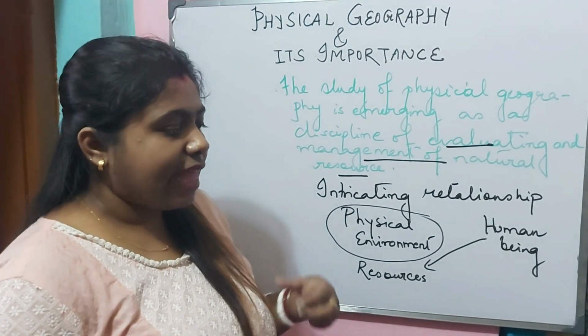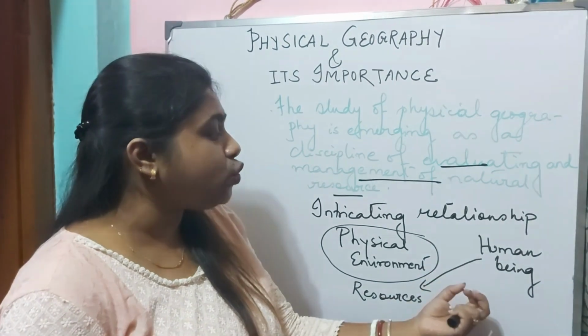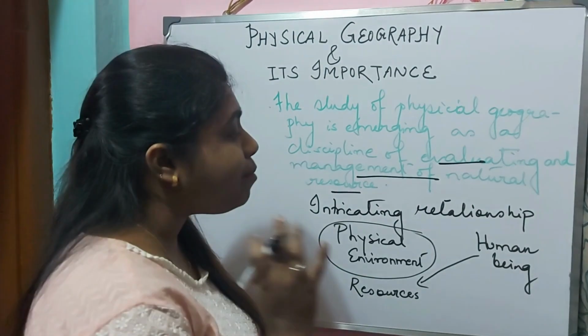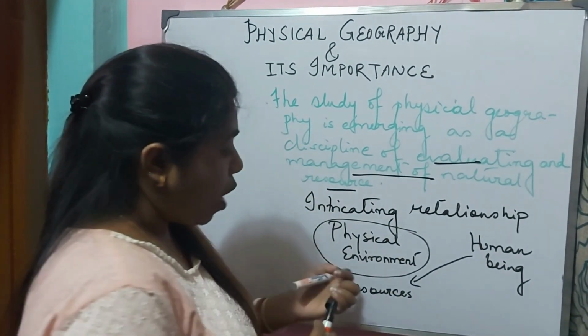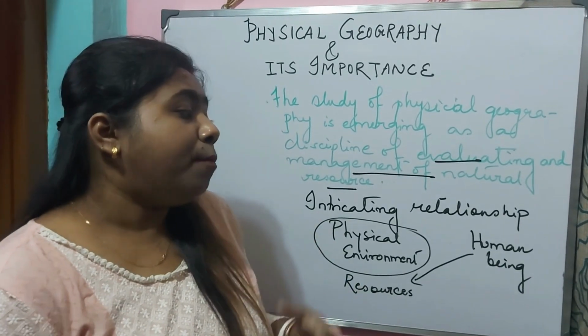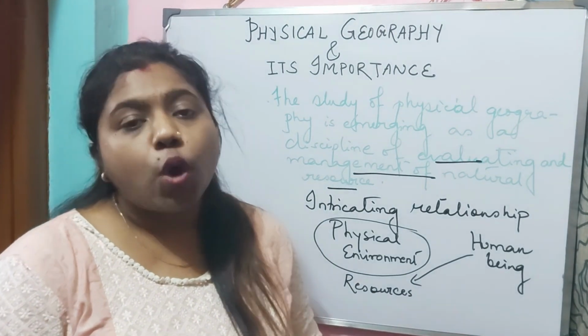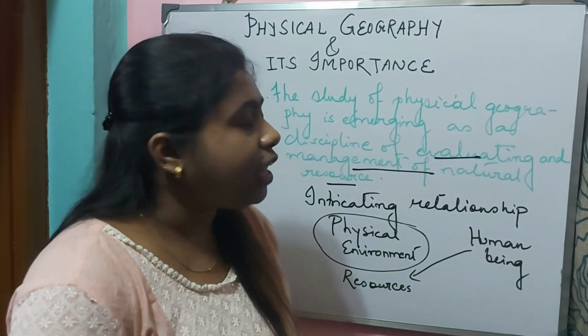So we can say that resources are being overutilized by human beings, which is leading to an ecological imbalance, right? So it is very important to understand physical environment and human beings so that we can plan for sustainable development. That means to achieve sustainability, we need to understand the relationship between physical environment and human beings.